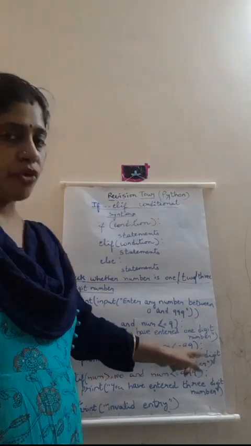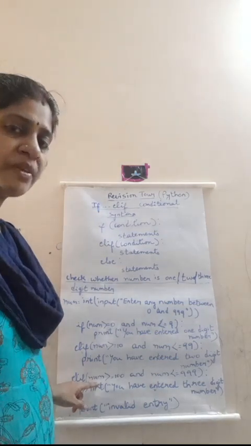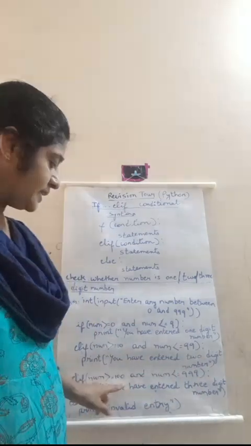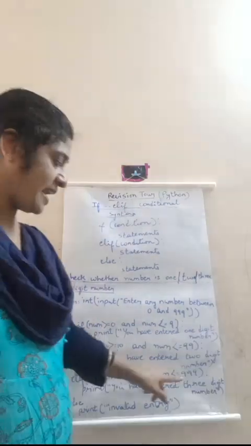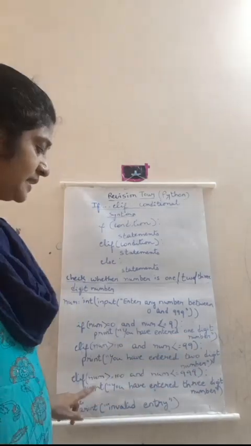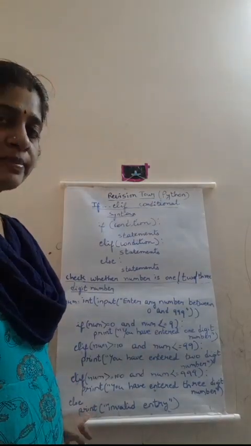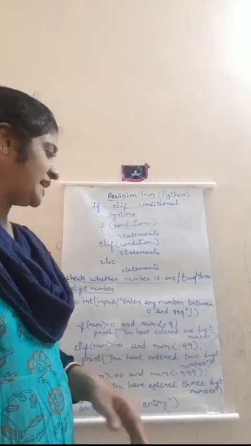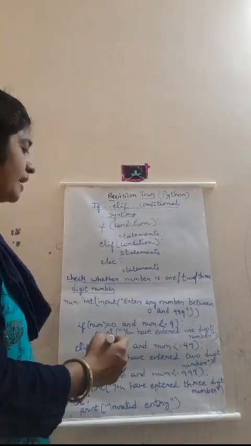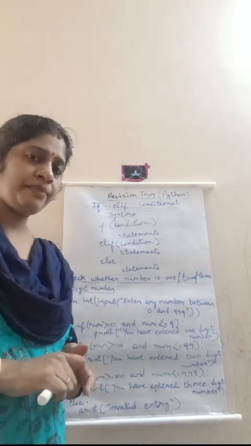If this condition is false, then it will go to the next else if condition and check whether the number lies between 100 and 999. That is, you have to consider 100 and 999 also. If it lies between 100 and 999, then it means that the user has entered a 3-digit number. Else you are displaying the message that it is an invalid entry. So don't forget to put a colon. After writing the condition, you have to put a colon. Now we will see this program practically.